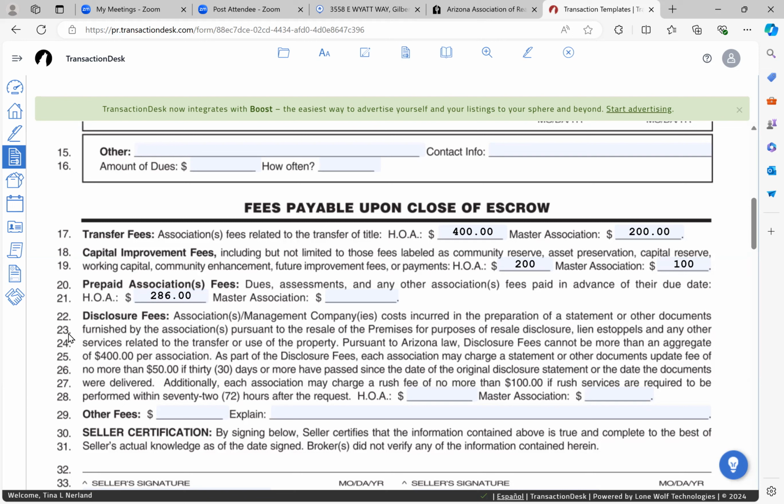As part of the disclosure fee, each association may charge a statement or other documents update fee of no more than $50 if 30 days or more have passed since the date of the original disclosure statement or the date the documents were delivered. Additionally, each association may charge a rush fee of no more than $100 if rush services are required to be performed within 72 hours after request.